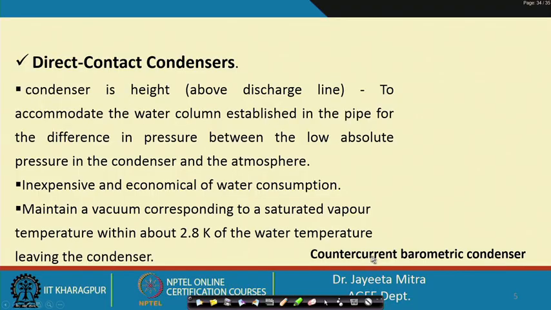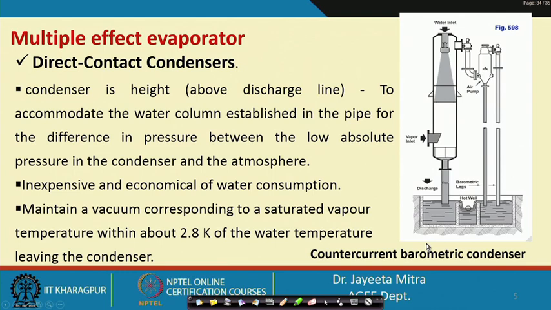So, direct contact condensers. Now, we will look into direct contact condenser. One example is the counter current barometric condenser, right. So, what happens here is the vapors coming from the evaporator effect first come into the barometric condenser, and then they are condensed by the water which is falling on or getting directly mixed with the vapor.